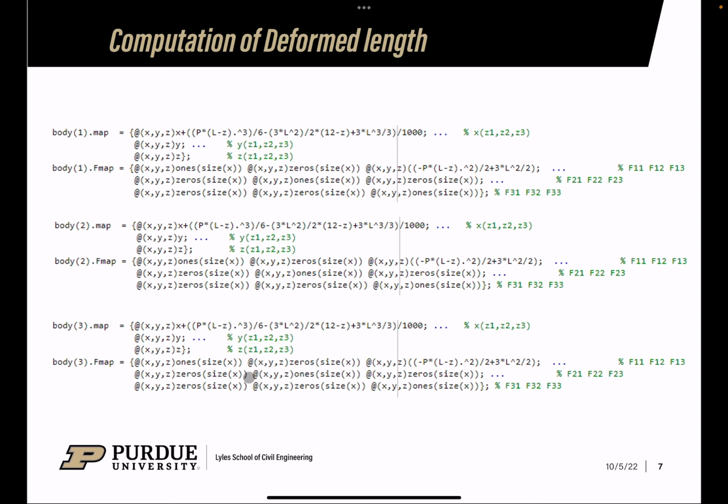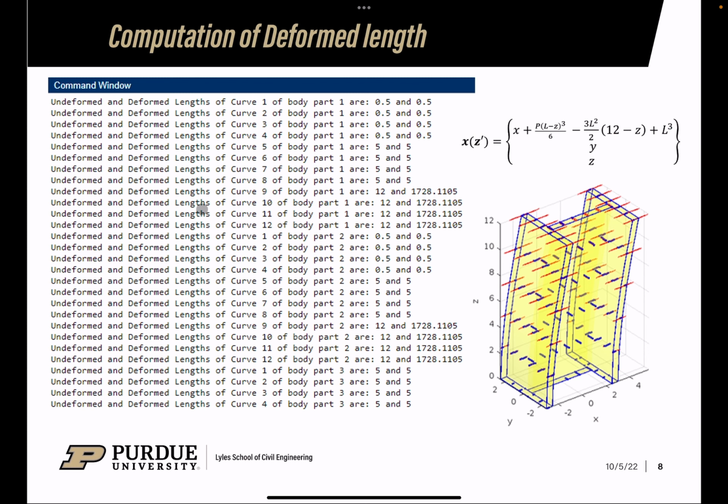And here is the way to compute the deformed and undeformed length. We have to define the deformation map for each body and the corresponding deformation gradient. And here is the way I have done it in MATLAB. And from MATLAB, I get the lengths as these.